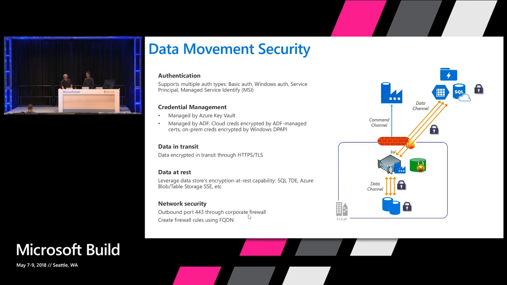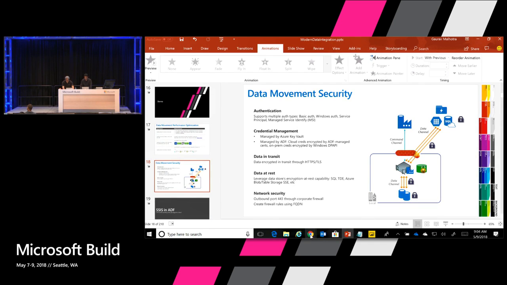So we have data movement security. We support different types of authentication over there. We have support for basic auth, Windows auth, service principals, and we started supporting MSIs as well. So every data factory has its unique identity, and then you can pass that identity across using MSIs. Then for credential management, all of your credentials now can be stored in Key Vault.